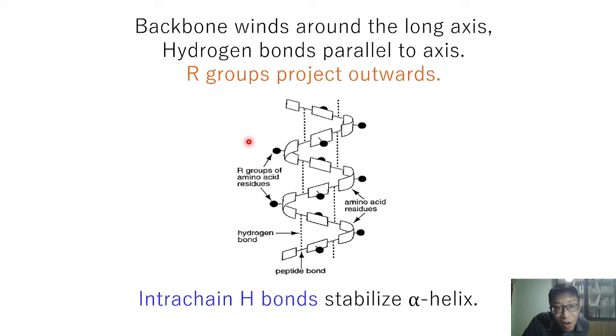The coiling happens in this direction, around the long axis of the alpha helix. So when the alpha helix goes like this, the coiling also goes in the same direction. The R groups are all projected outward, and the hydrogen bonds that are formed are parallel to the axis of the alpha helix.